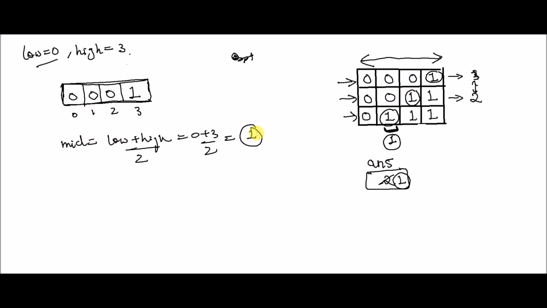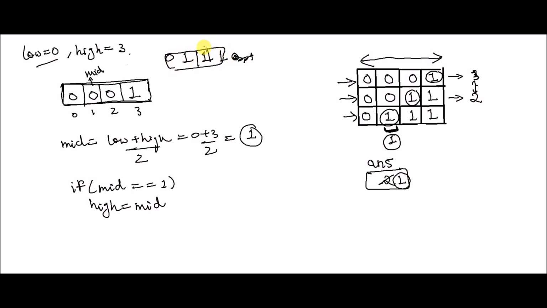Initially it will be at index 1, so here will be our mid. What we will check is whether the middle element is equal to 1. If our middle element is 1, we will assign our high as mid. Okay, this you can visualize. Suppose this would have been the array, and suppose the middle is here.